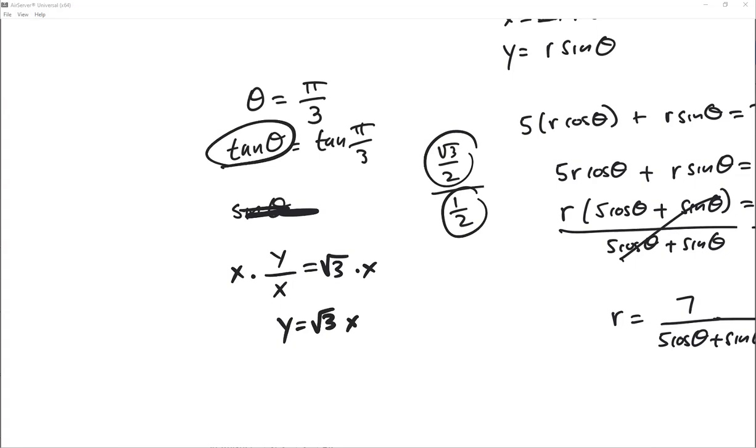Number 7, it says test for symmetry, but just graph. And we'll graph number 8, but number 7, it's going to be like a problem where you have like 4 cosine theta. All right. You're going to have a problem like this.